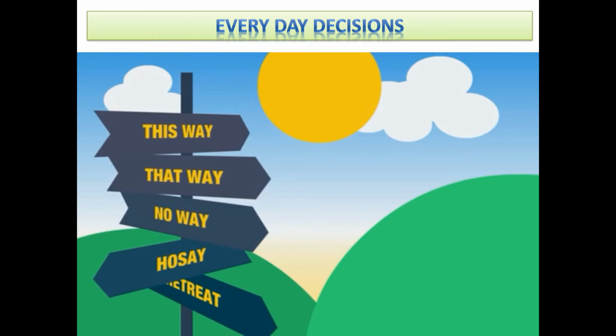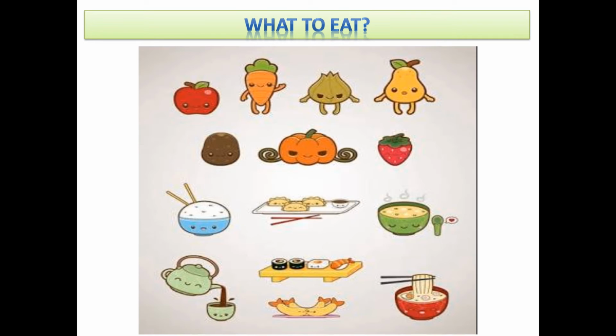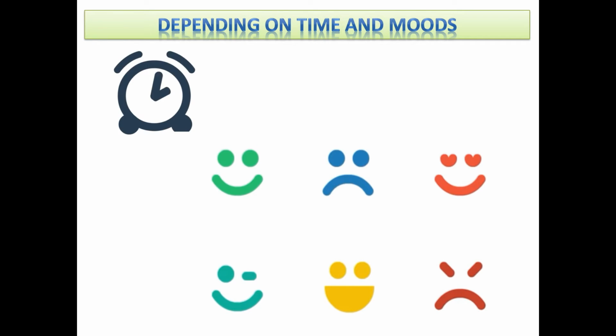Let's begin with a storyline rather than giving a brief, boring description. I would like to say not once upon a time, but every day in our timeline. Every day we get up, we have various decisions to make. Which way we have to go, which things we have to do. Every day when you get up, you decide what to wear, what to eat, depending on your time and your moods.